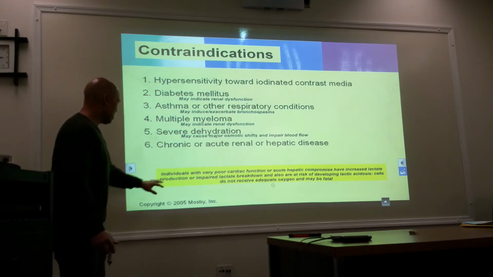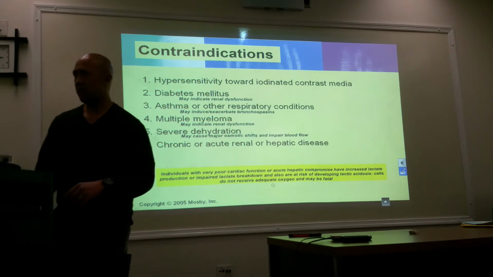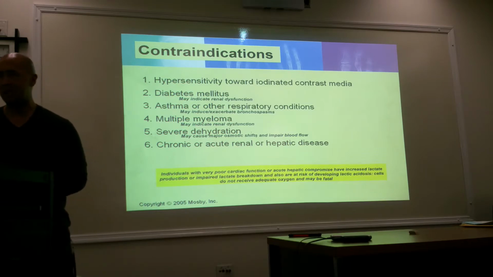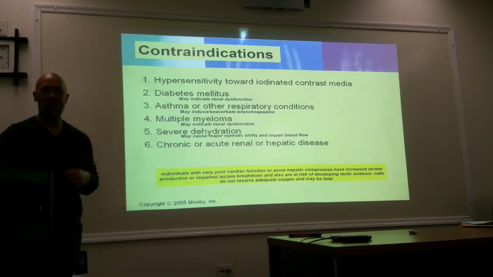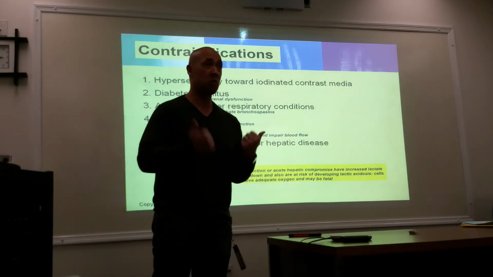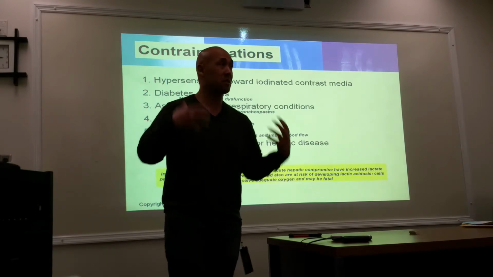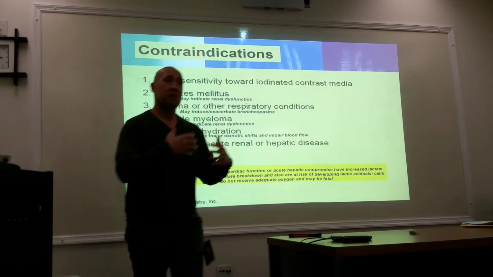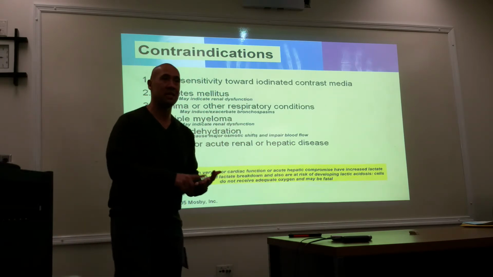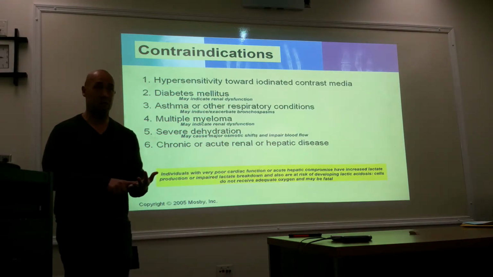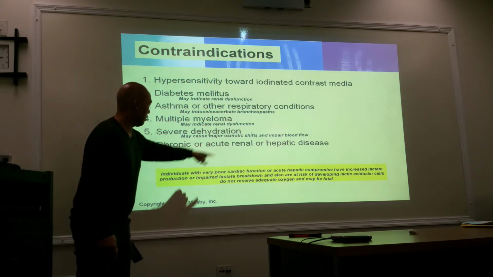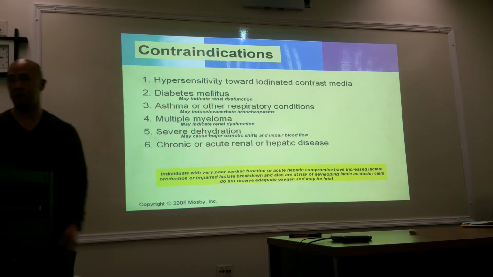Okay. Individuals with very poor cardiac function or acute hepatic compromise have increased lactate production or impaired lactic breakdown and also a risk of developing lactic acidosis. In other words, your body goes into muscle cramping. Muscle cramping is caused by your muscles not receiving enough oxygen. So now just imagine that systemically. If your body's producing lactic acidosis, your body is not going to be assimilating or using oxygen very well. So this is what happens. And another reason why we need to check whether or not they have hepatic disease.